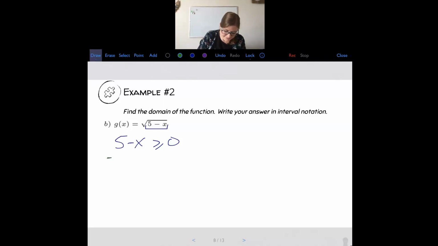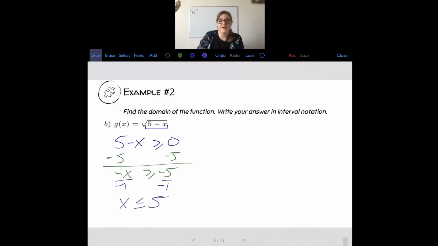So I'll subtract 5 from both sides. We have -x greater than or equal to -5. Solving for x, divide both sides by -1. Remember, when you divide by a negative, you change the inequality sign. And we get that x is less than or equal to 5. So we can plug in 5 or anything smaller.